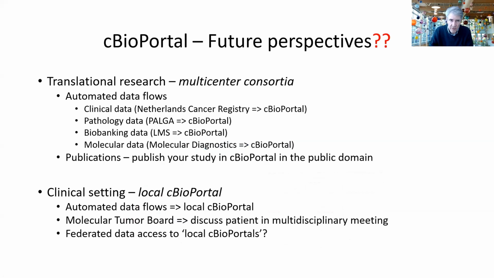Then I have future perspectives with a few question marks. So we're doing translational research. One emphasizes then multi-center consortia, but what is really needed is more automation of data flows. How can you more easily transfer data, clinical data, once they have been entered in a system, into a tool like cBioportal for translational research purposes? So for instance, the clinical data from the Netherlands Cancer Registry, why can't they just be automatically pushed through to a tool like this? Same for the pathology data in Palga. Same for the laboratory management systems in each of our institutes for the biobanking data.